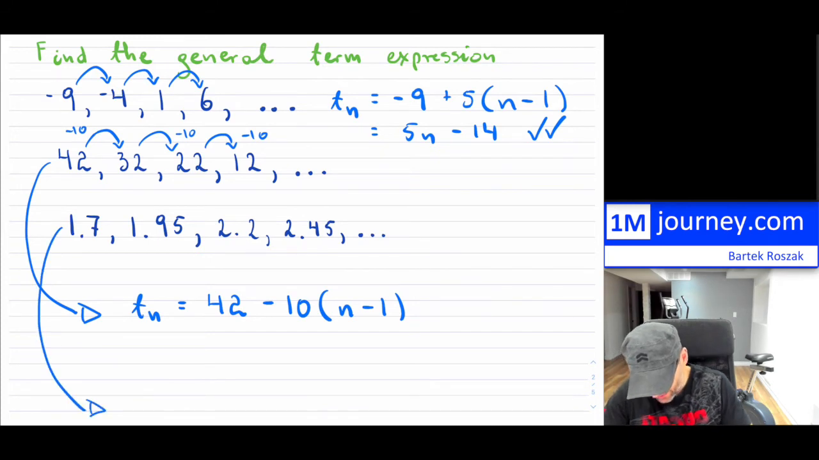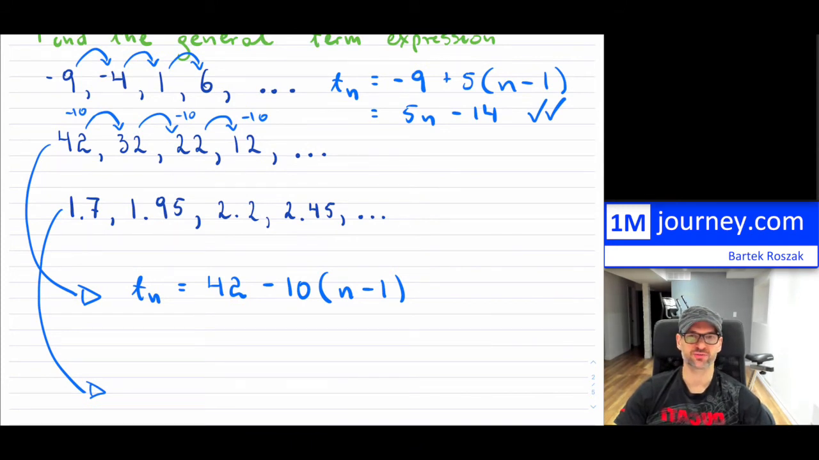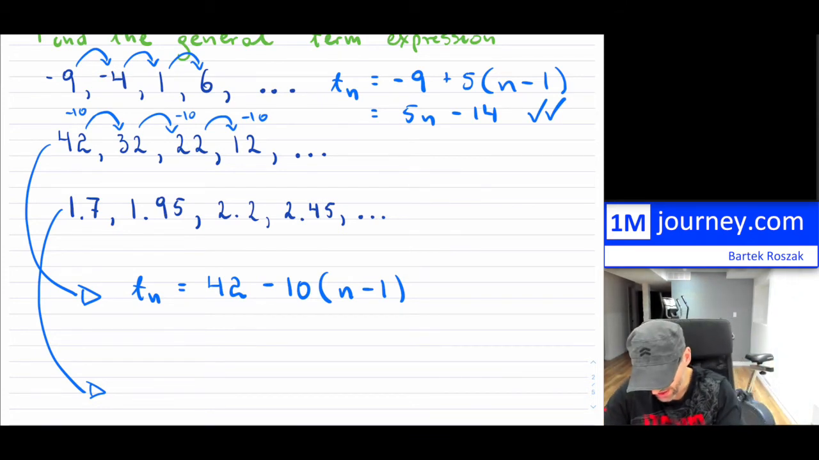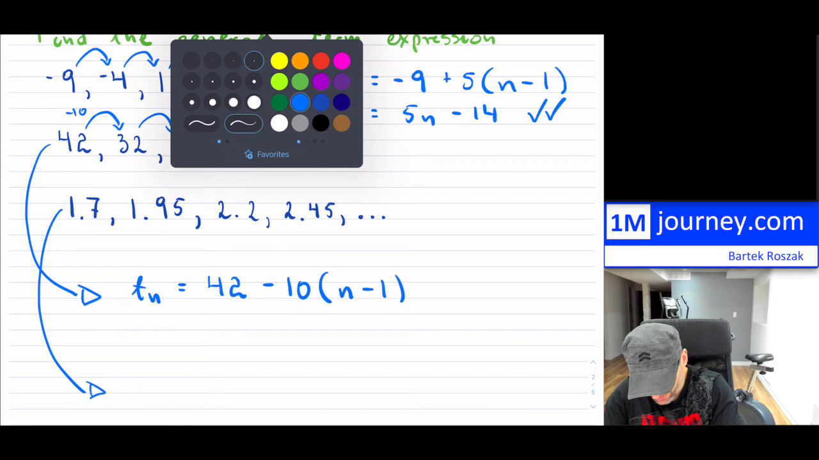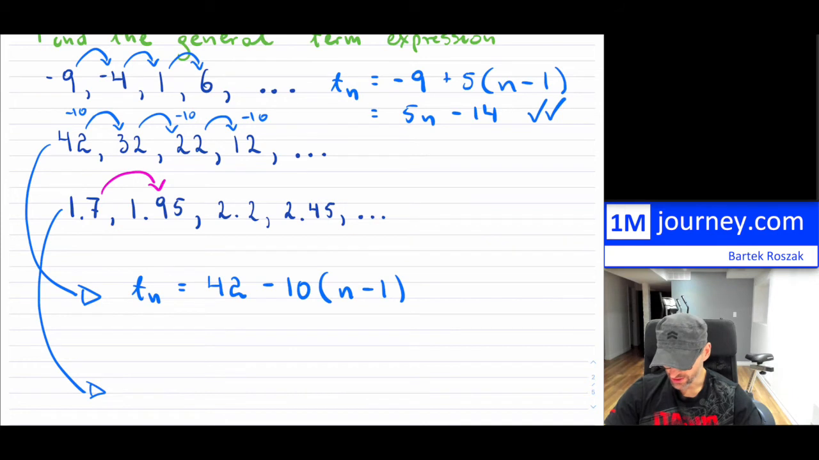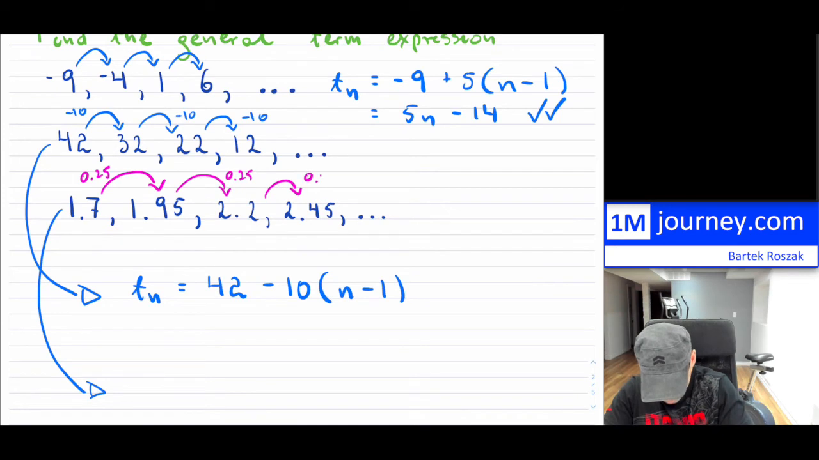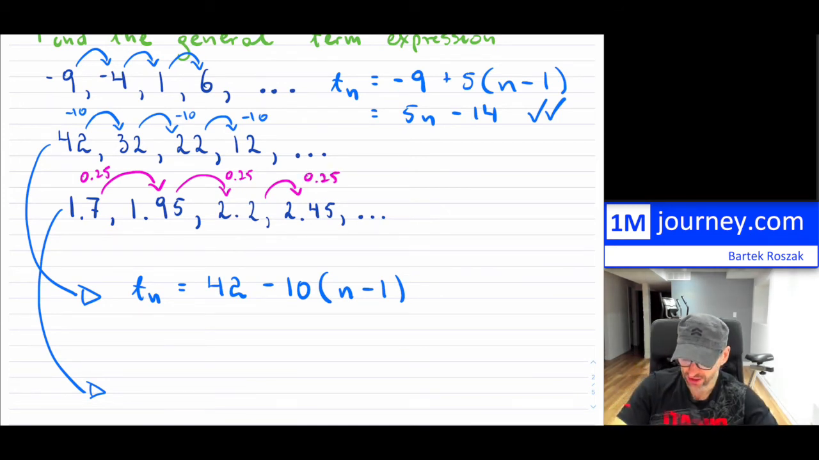Okay, now what about the last one? Often these sequences are just made up of whole numbers, but that's not necessarily the case, right? You can have a sequence of numbers which are not increasing or decreasing by exactly a whole amount. So in this case, notice if I start jumping around here, I go from 1.7 to 1.95. Well, that looks like it's increased by 0.25. From here to here, it's also increased by 0.25. And here again, 0.25. So this pattern continues.